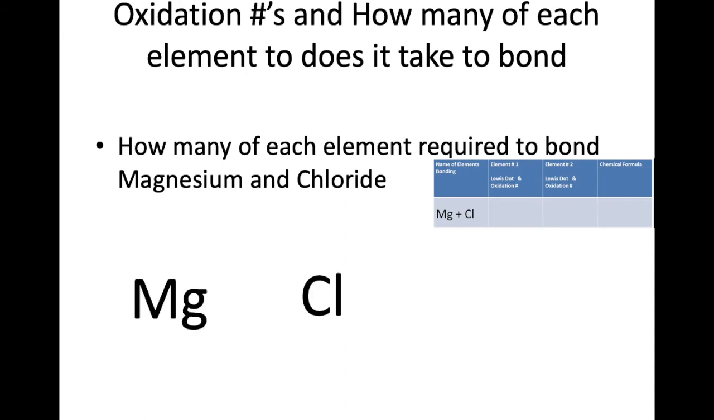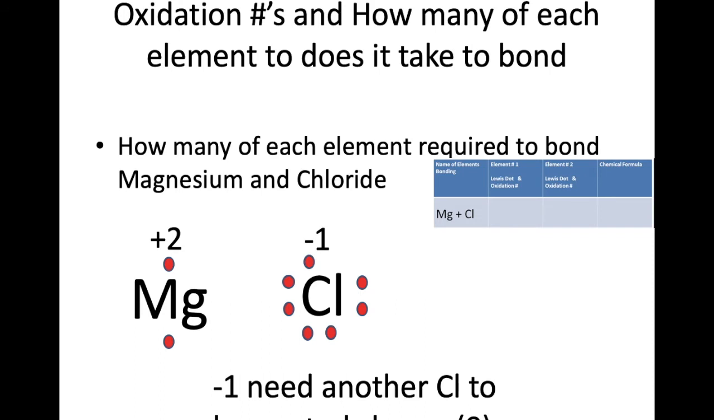Well, we have magnesium, we have chloride. The oxidation number for magnesium is +2. And the oxidation number for chlorine is -1. Magnesium is willing to give away its 2 valence electrons, while chlorine has 7 valence electrons, and it desperately needs 1 more.